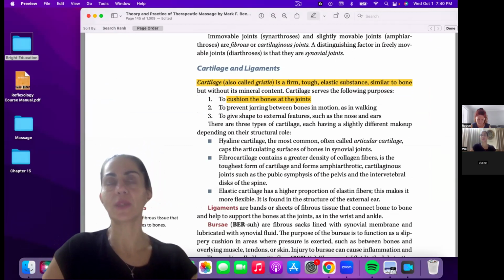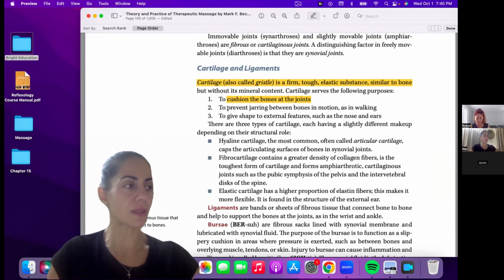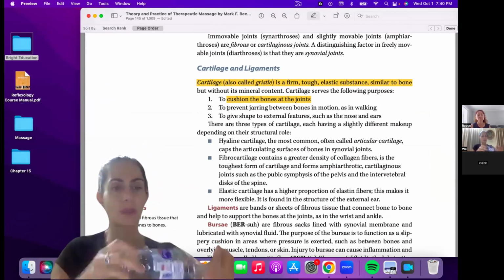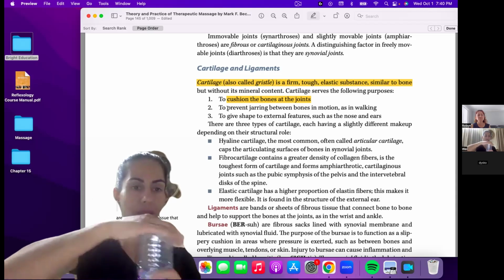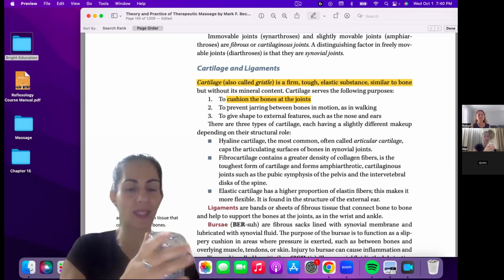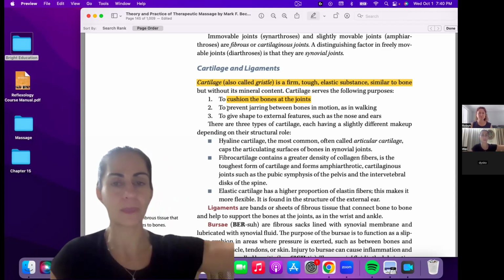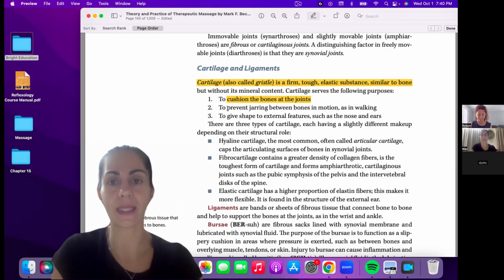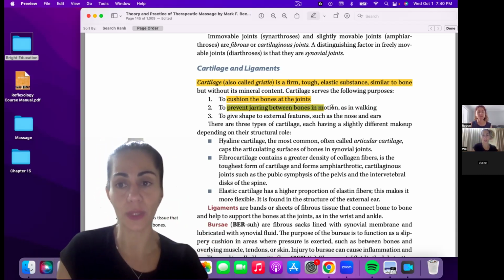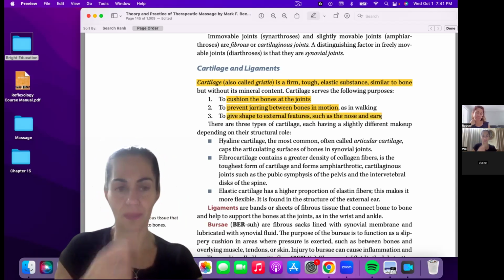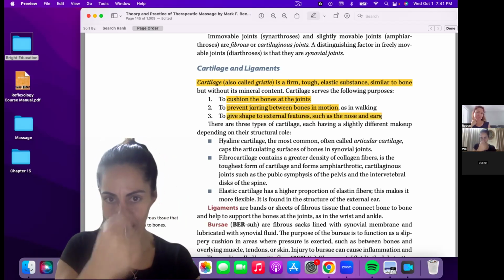Think of it as, let's say I have this water bottle and I'm gonna get some Play-Doh and put it here. So we kind of create like a blanket with it on top of the bottle. It's the same thing. That's how cartilage is on the joints. It lays on it like that. It prevents jarring between the joints and in motion. And it also shapes the external features of the nose and ears. This movable cartilage right here.